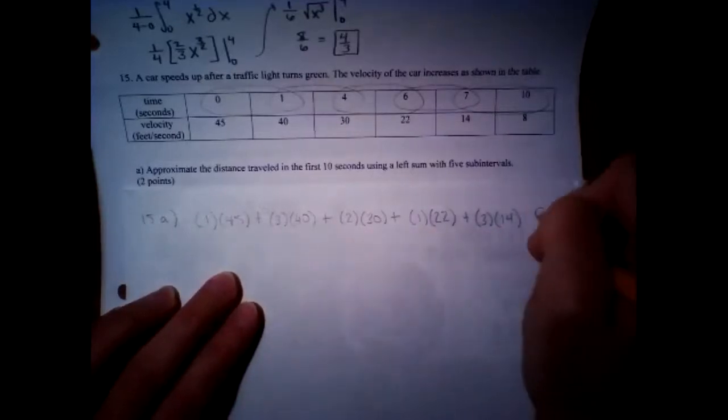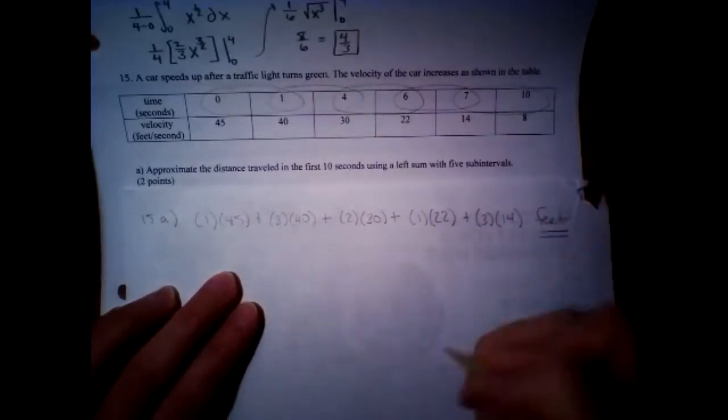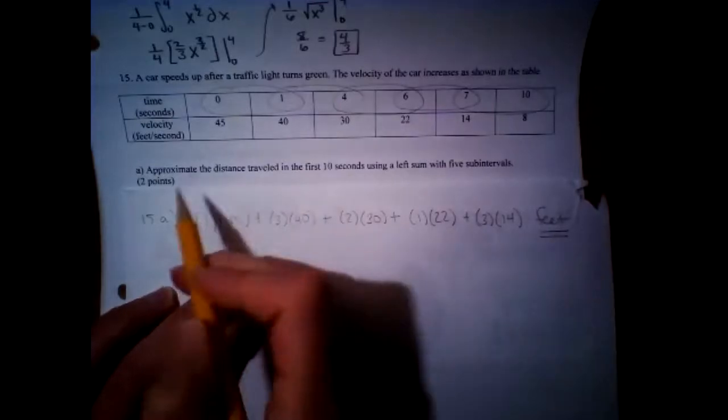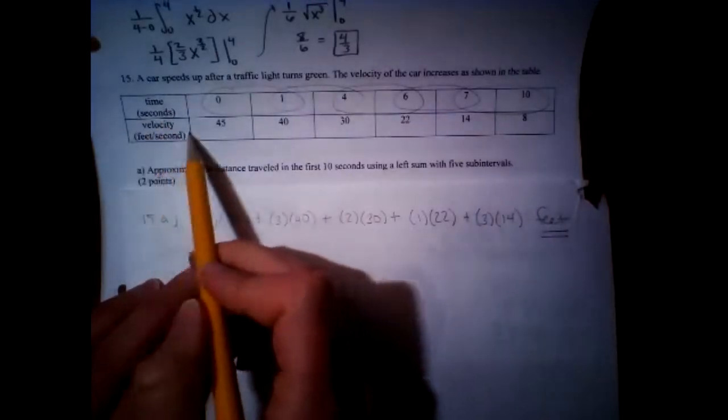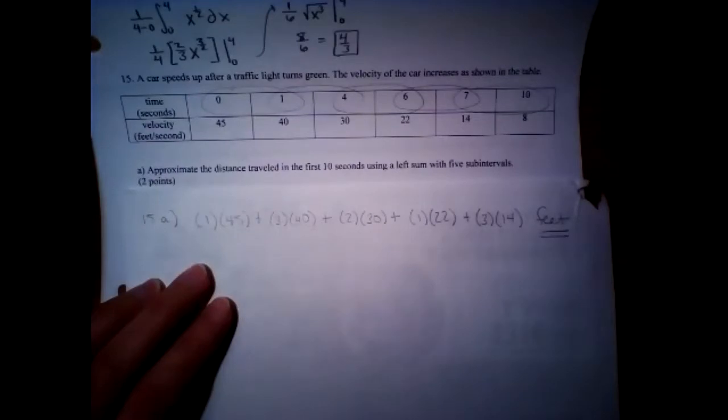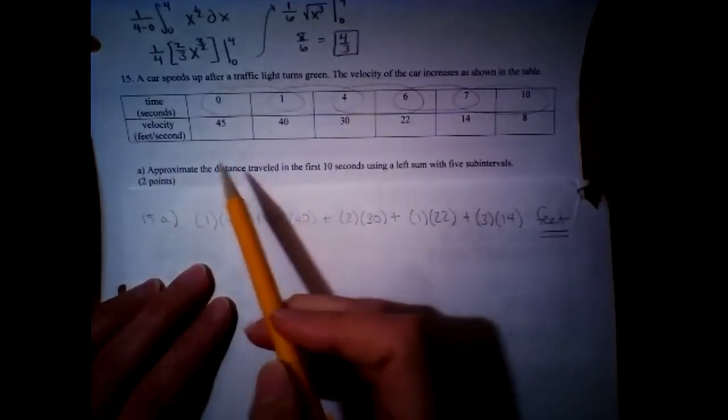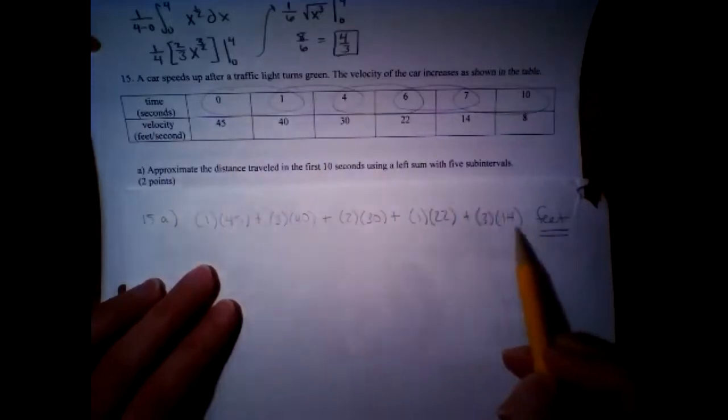The issue I had is so many of you forgot the units, feet, which is really, really important. I want you to understand this is a velocity, feet per second. We're doing an approximation of an antiderivative, so you'd go backwards and just get feet. And so people left that off.